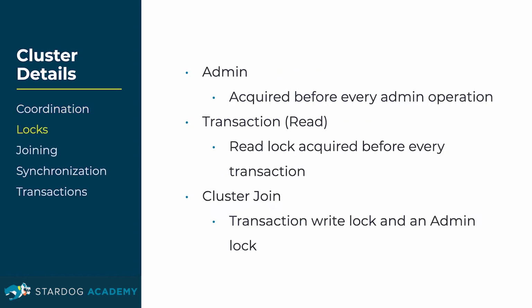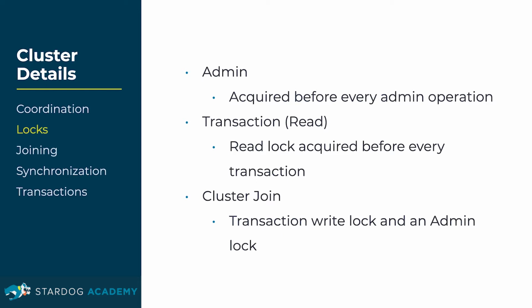There are several types of locks that can be used within a Stardog cluster. There can be an admin lock, which gets acquired before any administrative operation. There can be a read lock, which gets acquired before any transaction. And then finally, there's a cluster join lock. Now, just some notes about the cluster join.